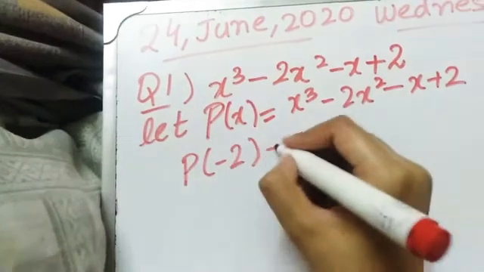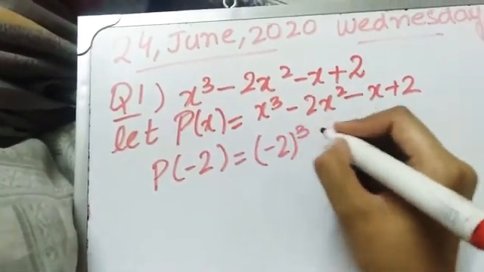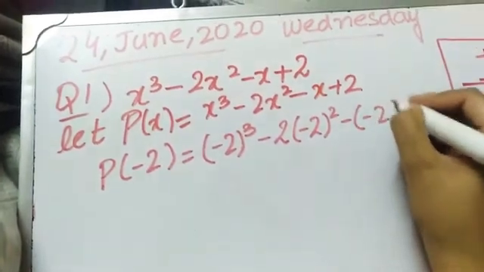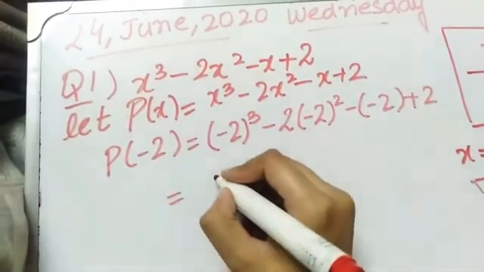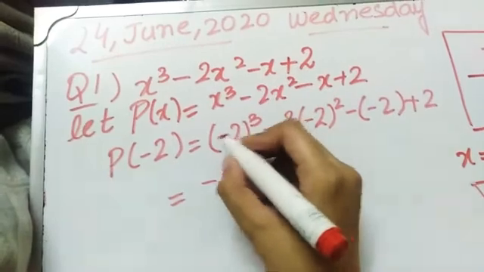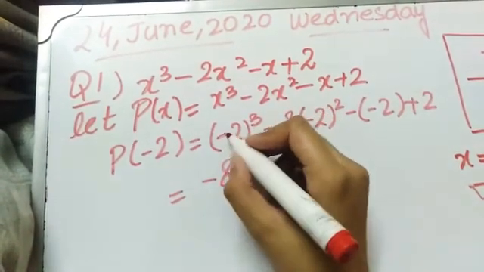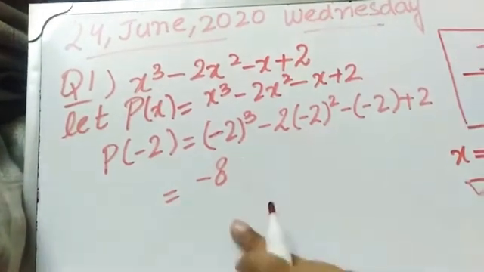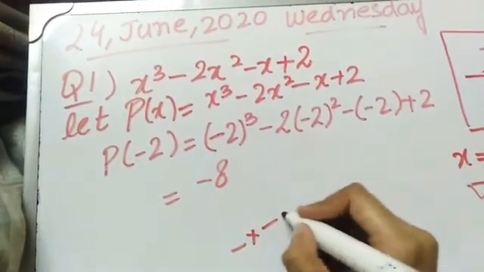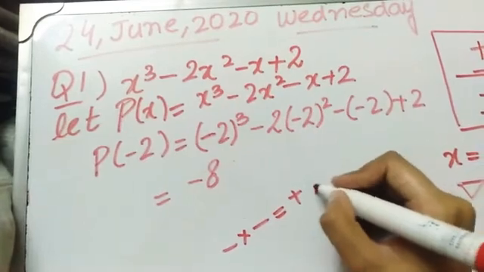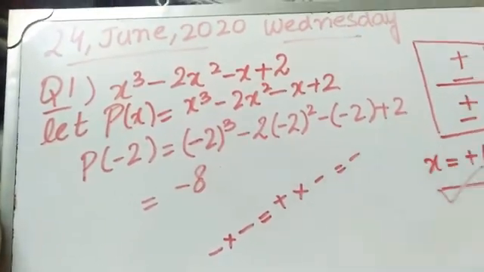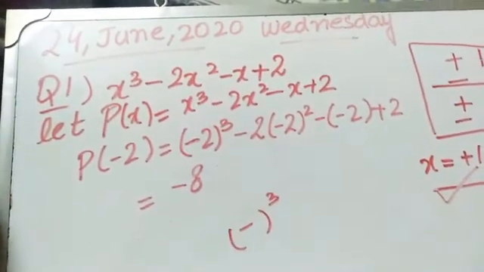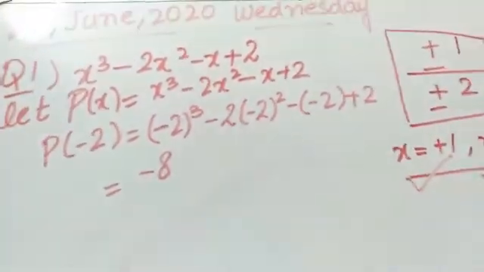P of minus 2: minus 2 whole cube, minus 2 whole square, minus 2 plus 2. It will be minus 8, because when there is a cube in the power and there is a negative in the bracket, the negative will remain negative, because minus times plus is minus, and plus times minus is minus again. So that's why, when there is a cube of a negative, the answer will be negative.